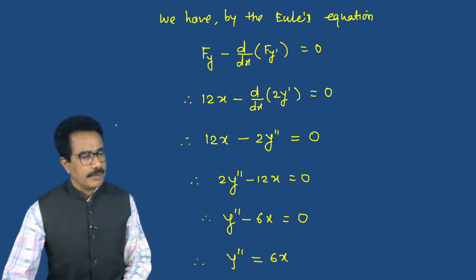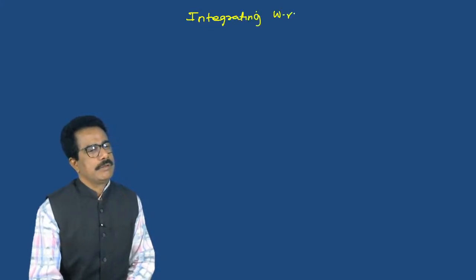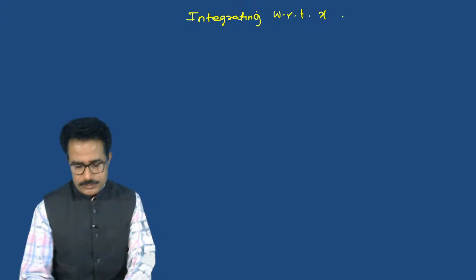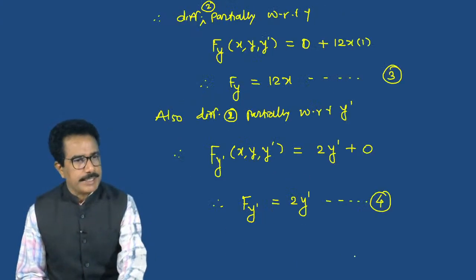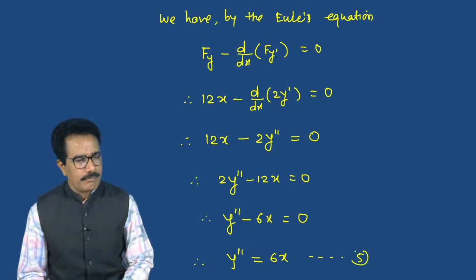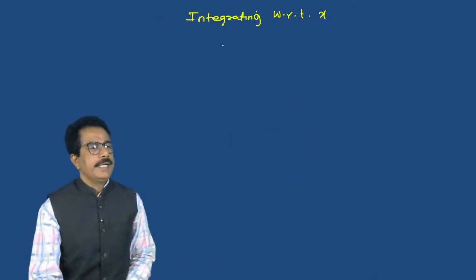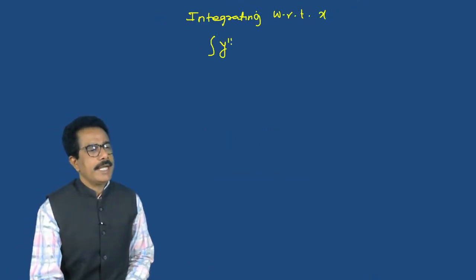Okay. So we integrate with respect to x. We consider this as, suppose, equation number 5. Now take integration of y double dash dx, which is equal to integration of 6x dx.